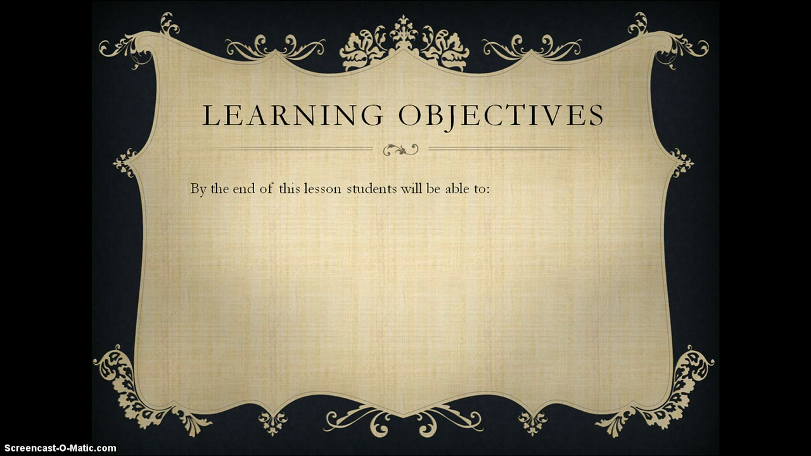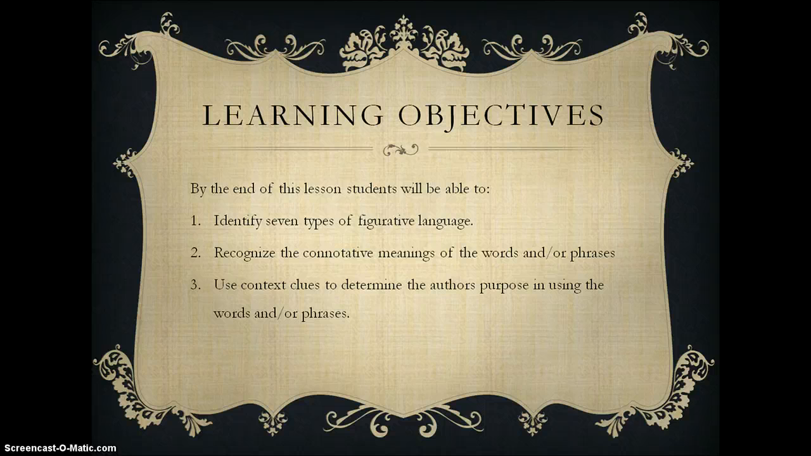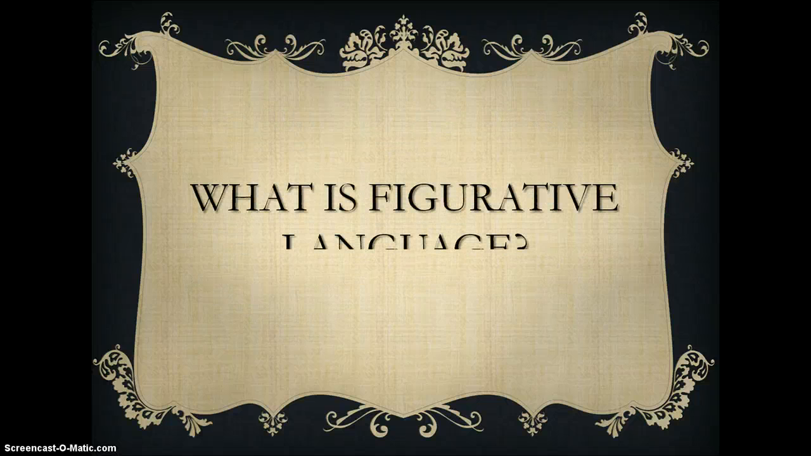Today, our learning objectives are to identify 7 different types of figurative language. We want to recognize the connotative meanings of words and/or phrases, and we also want to use context clues to determine the author's purpose in using those words and phrases. So here's the main question. What is figurative language?